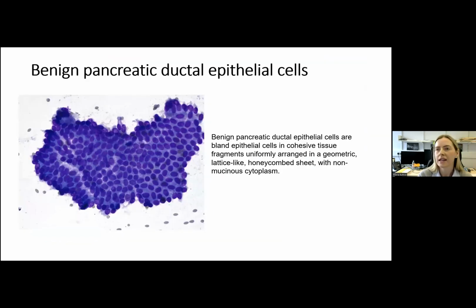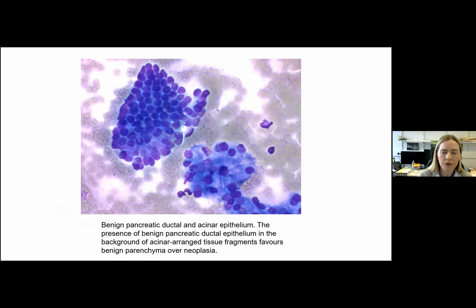What we can see here are the benign pancreatic ductal epithelial cells, and you can see that they're often described as having a honeycomb sheet or a lattice arrangement, and they're all uniform. The cells are all respecting each other's neighbors. They have round to oval nuclei and inconspicuous nucleoli. So often, depending on the cellularity, you'd expect to see varying amounts of normal pancreatic tissue.